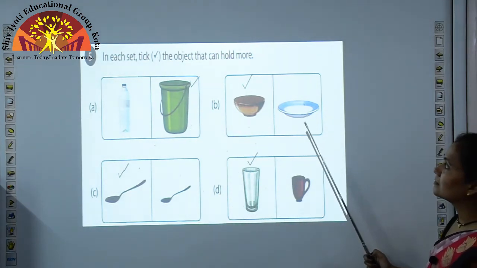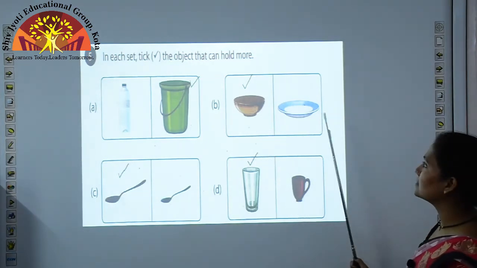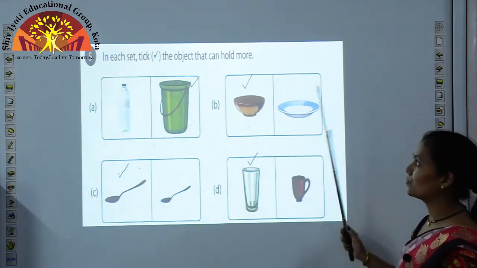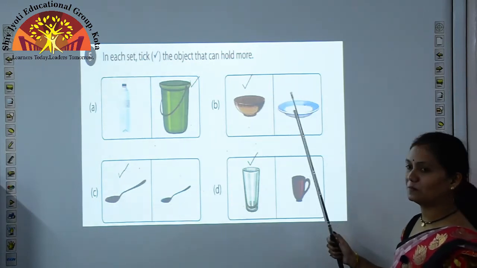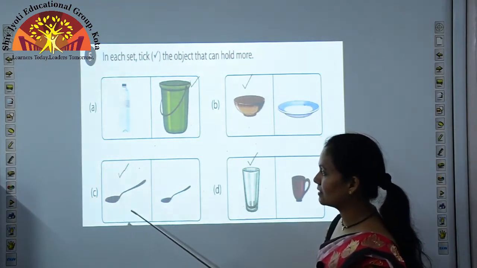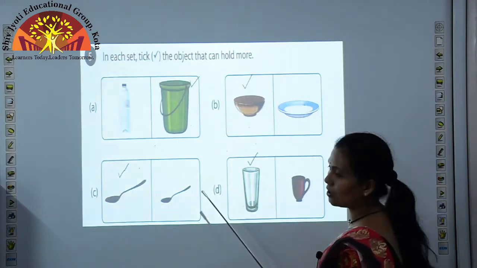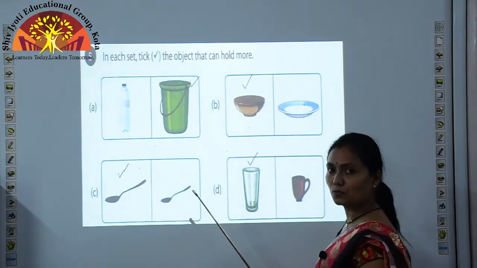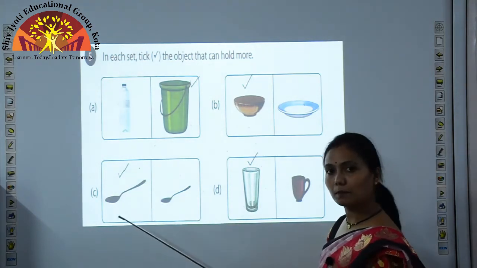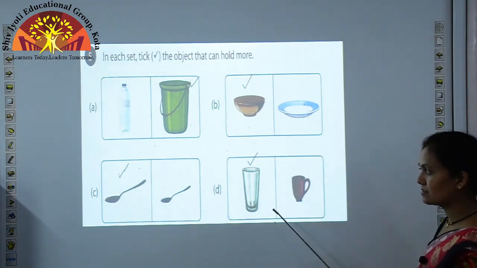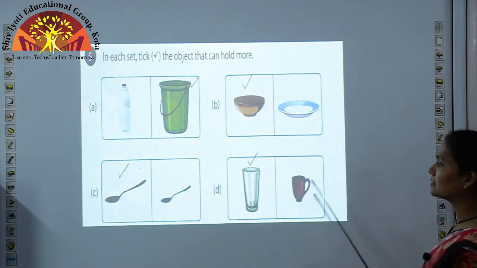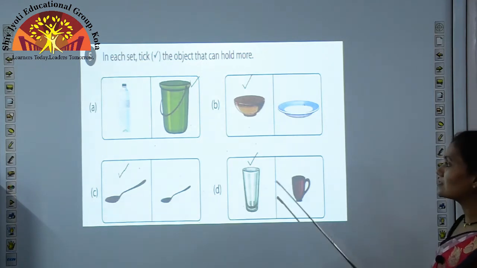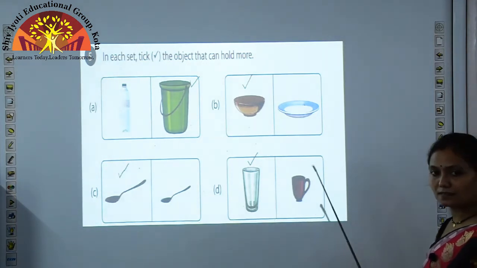Next, this is a picture of a bowl and this is a plate. A bowl can hold more than a plate. So we will take above the bowl. Next is one big spoon and one small spoon. So here big spoon holds more than small spoon. So we will take above the big spoon. Next, this is a picture of a glass and this is a cup. So here you can see glass can hold more. So we will take above the glass.